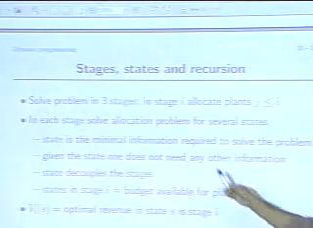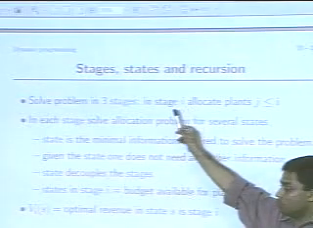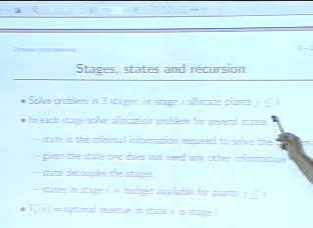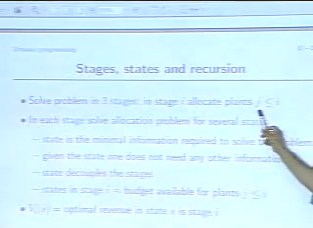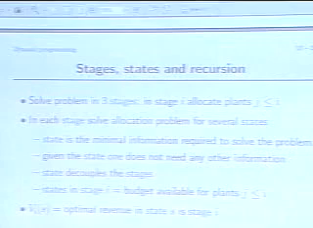And in stage I, so I takes values 1, 2, and 3, I'm going to decide the optimum allocation for all plants j less than or equal to I. So in stage 1, I'm going to talk about plant 1. In stage 2, I'm going to talk about plants 1 and 2. And in stage 3, I'm going to talk about plants 1, 2, and 3. And in each stage, I'm going to solve the problem for several different states. And what is a state here? State is the minimal information required to solve that problem.